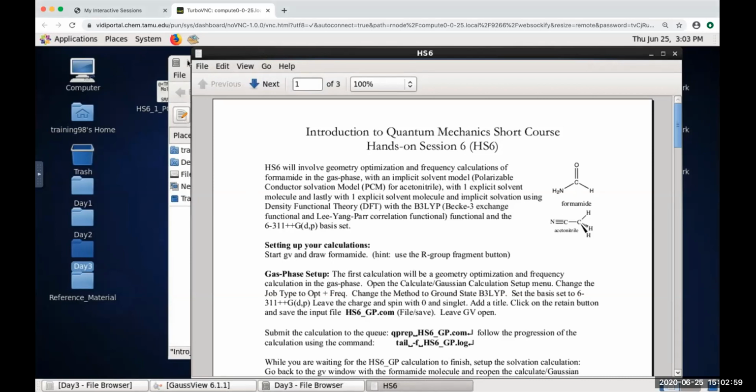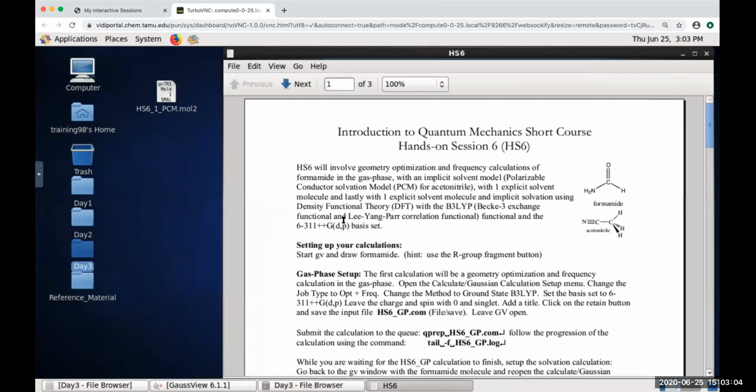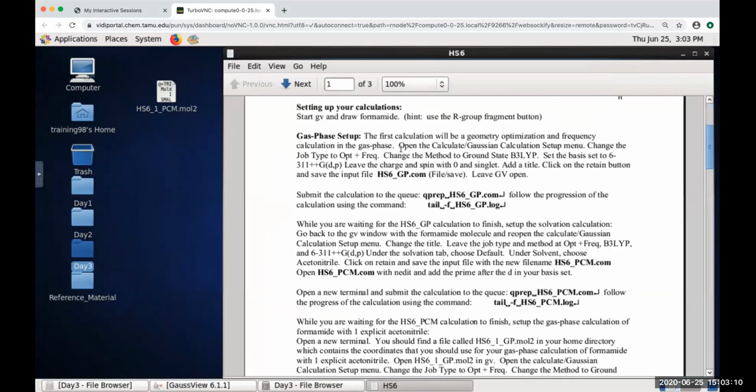This file is one that I've already drawn for you to use, okay, where you have both the formaldehyde and the acetonitrile. Okay, so I give you what level of theory and basis set to use for the geometry optimization and frequency calculation. Now remember that you have to do a frequency calculation to get the vibrational modes, okay? And the frequency calculation is also going to calculate the IR intensities.